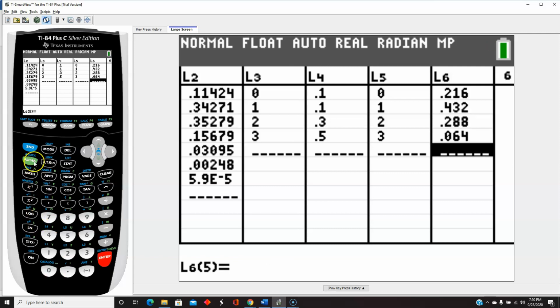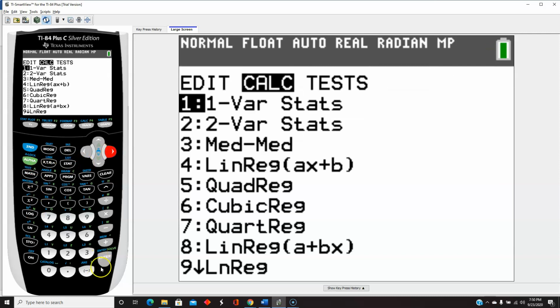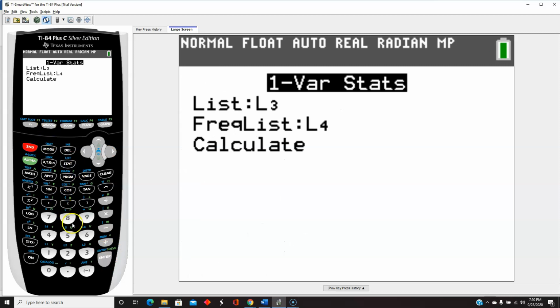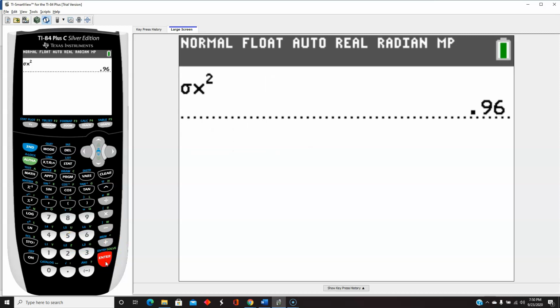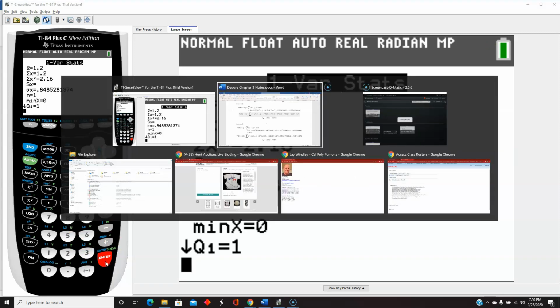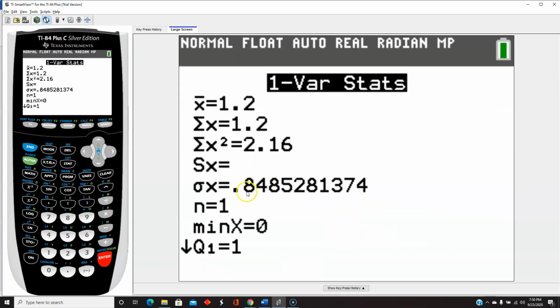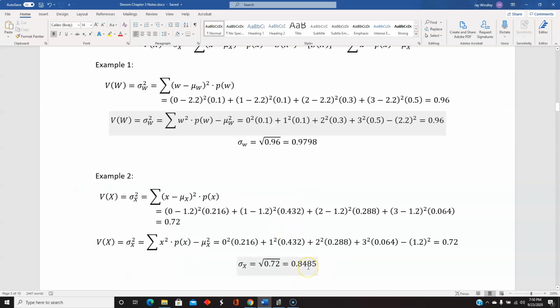Put those in list 6, and then if I do stat, calculate one variable statistics using the values of my variable in list 5 and the probabilities of those values in list 6, this will tell me that the mean is 1.2 like we had before. There's our mean of 1.2, and the standard deviation is 0.8485, which we got down here.